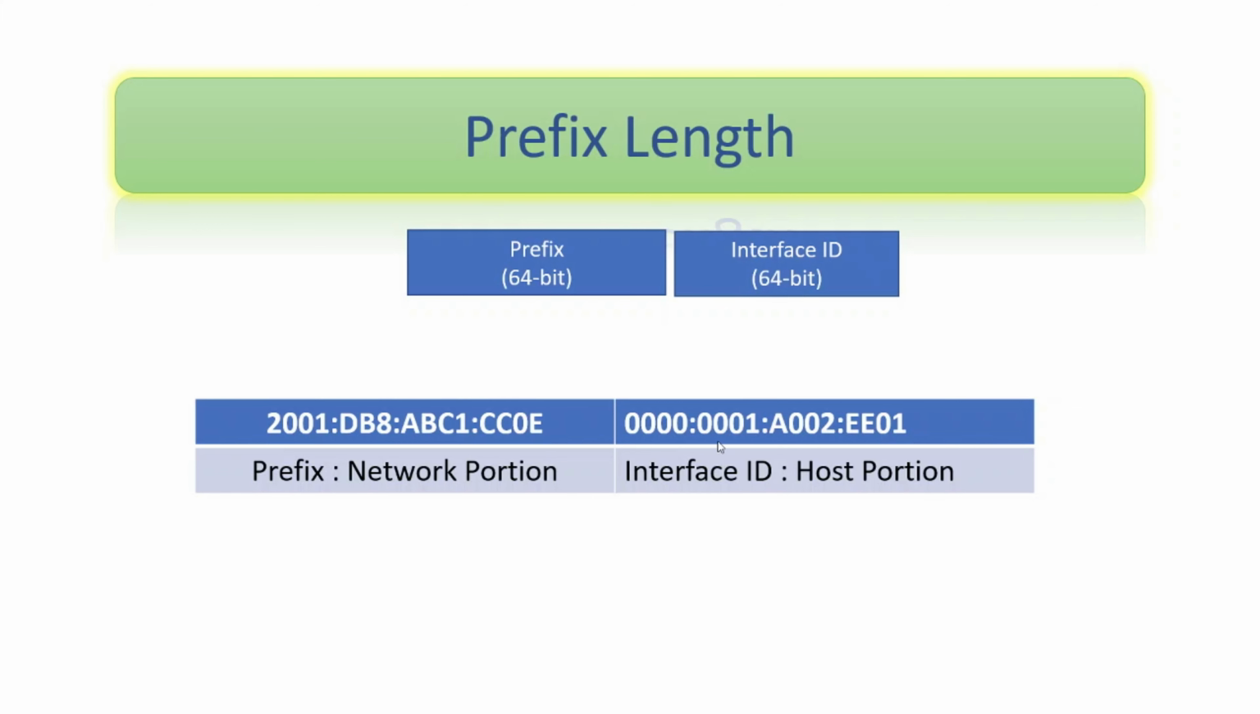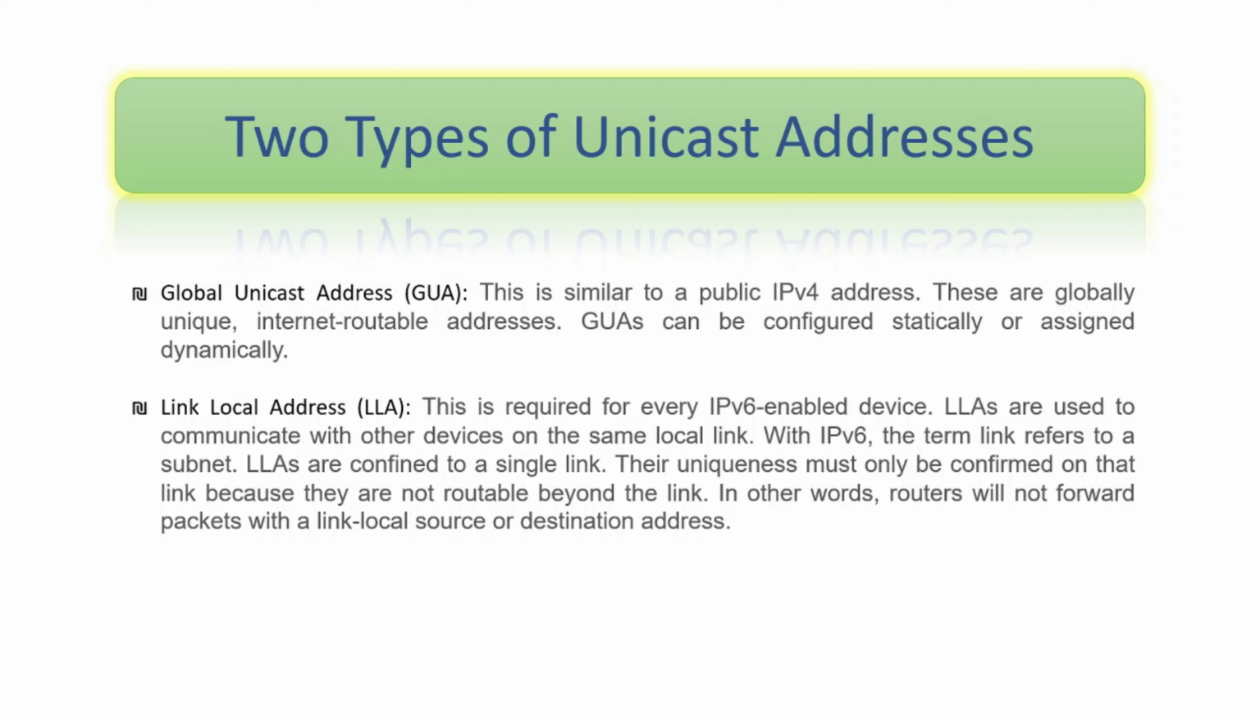I've broken it down here. As I explained in my previous video, we have 8 parts here, and the IPv6 address includes hexadecimal. Now, when we are talking about IPv6 addresses, it is best known for 2 types of unicast address that we have. We have the global unicast address and the link local address.